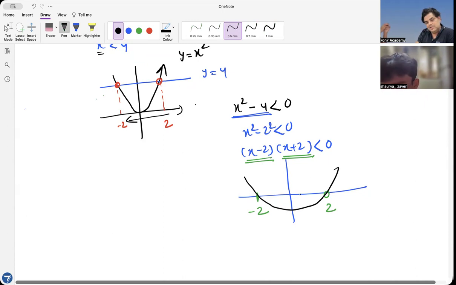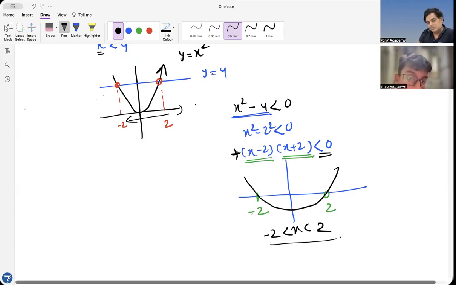It is an upward opening parabola. You want negative y values, so x has to be between minus 2 and 2. What if the coefficient were negative, an downward opening parabola? Then you take this side and this side. So the answer is in between the two roots.